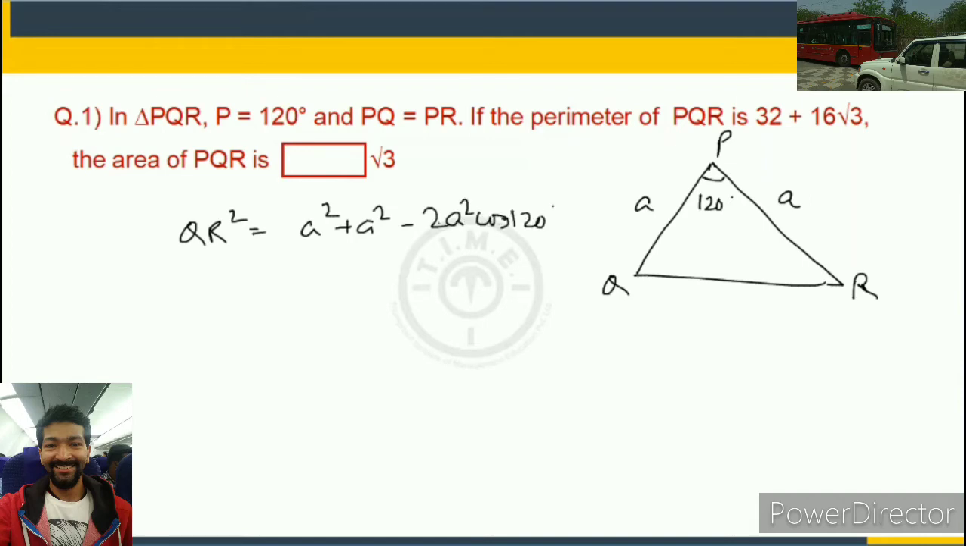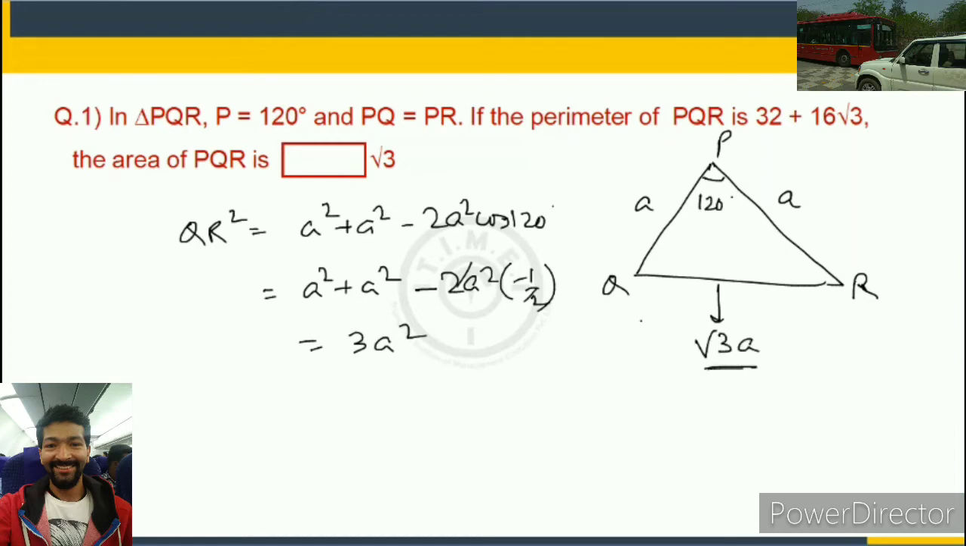Now if you are aware of the basic concepts of trigonometry, then cos 120 is minus cos 60. Cos 60 is half, so minus half. So that would be equal to A square plus A square minus 2 into A square into minus half. So that's equal to 3A square. That's QR square. So QR would be equal to square root of this, which is root 3 A. That is what we had obtained. Then you can find the perimeter, you can equate this, you can get the value. That's it. So an alternative approach to find the third side.